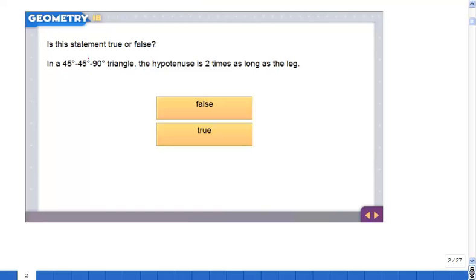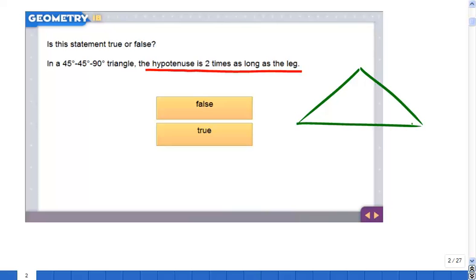Alright, in this statement, true or false? In a 45, 45, 90 degrees triangle, the hypotenuse is 2 times as long as the leg, right? Well, remember from the previous one that if this is a 45, 45 triangle, we're dealing with an isosceles triangle, okay? And that one is 90 degrees.